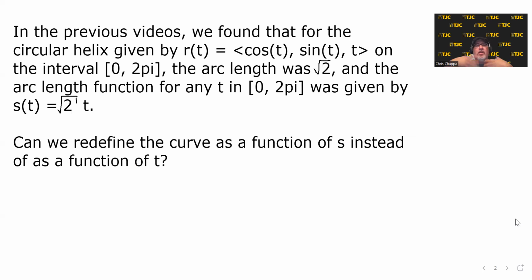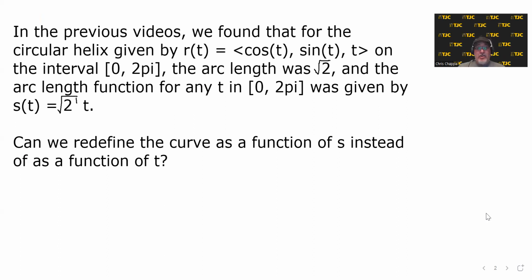But in the previous video, for that space curve defined as r of t equals cosine t, sine t, and t on the interval 0 to 2 pi, the arc length was the square root of 2 pi, and the arc length function for any t in the interval 0 to 2 pi was given by s of t equals the square root of 2 times t. So give me the value of the parameter. Tell me how long we've been traveling. I can tell you how far we've been traveling. I can tell you the arc length we've traversed.